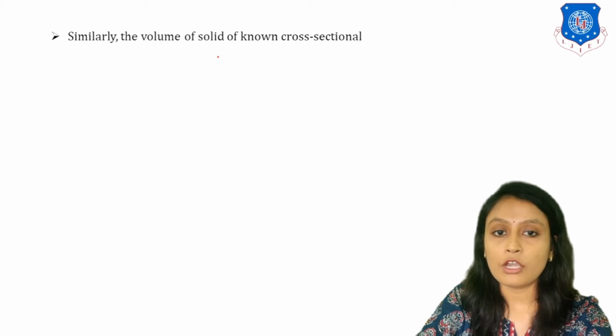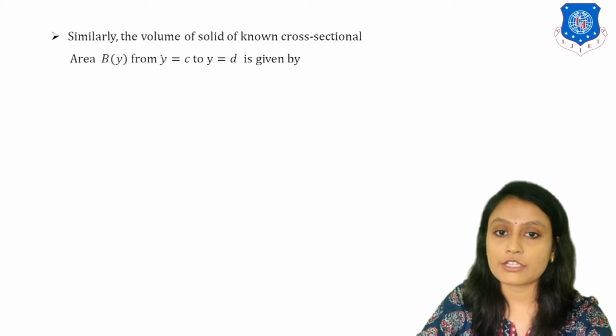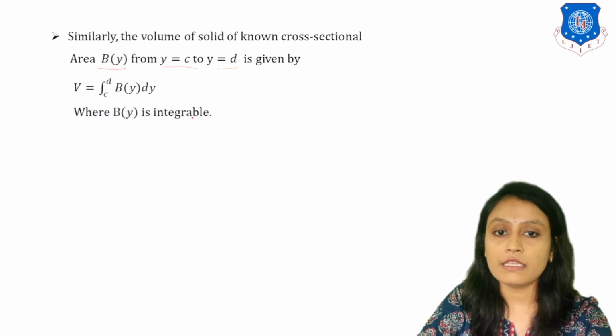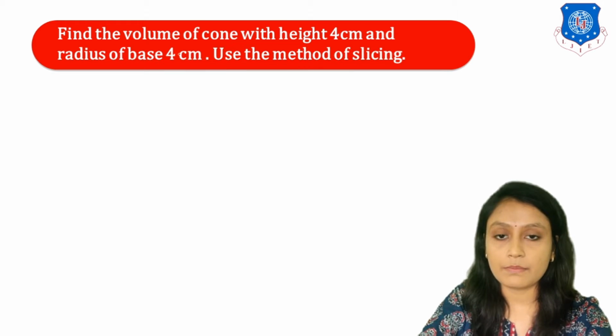Now, the volume of a solid of known cross-sectional area B of y from y equals c to y equals d is given by V equals integration c to d B of y dy, where B of y is integrable. Okay, so this is the formula to find the volume of a solid of known cross-sectional area B of y from c to d. Now let's solve one example.